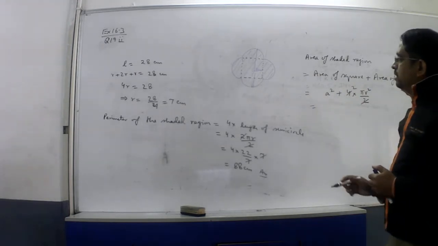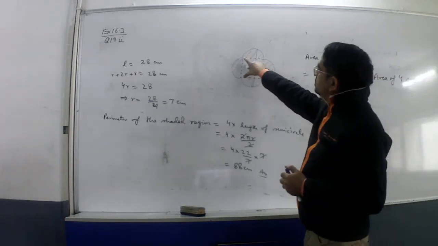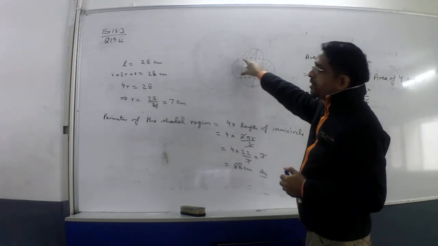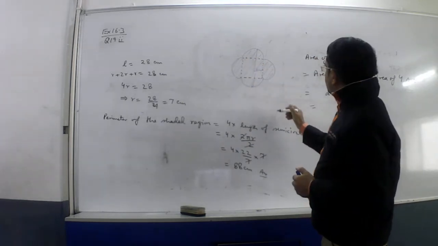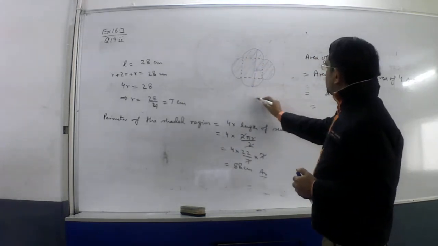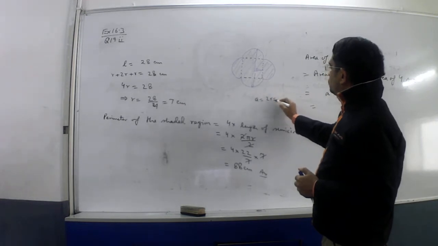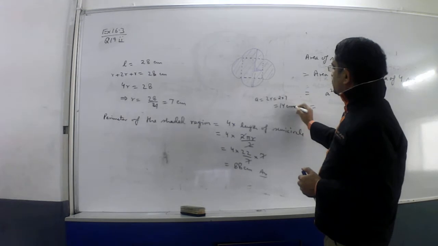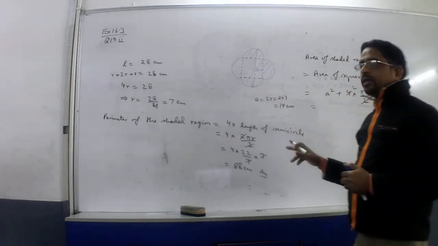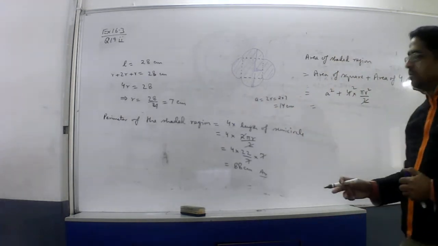Now how much is A? As I said, the side of the square is the same as the diameter of the semicircle. So the side of the square is the same as the diameter, that is 2r, and that is equal to 2 into 7, that is 14 centimeters. So you can write the side, or you can mention it here also.